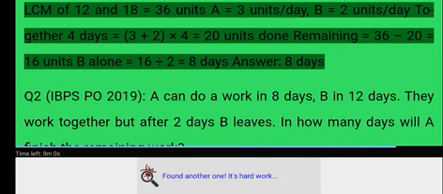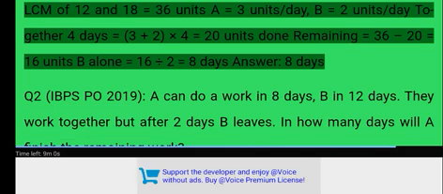LCM of 12 and 18 equals 36 units. A equals 3 units per day, B equals 2 units per day. Together in 4 days, (3 plus 2) times 4 equals 20 units. Then remaining equals 36 minus 20 equals 16 units. B alone equals 16 divided by 2 equals 8 days. Answer, 8 days.